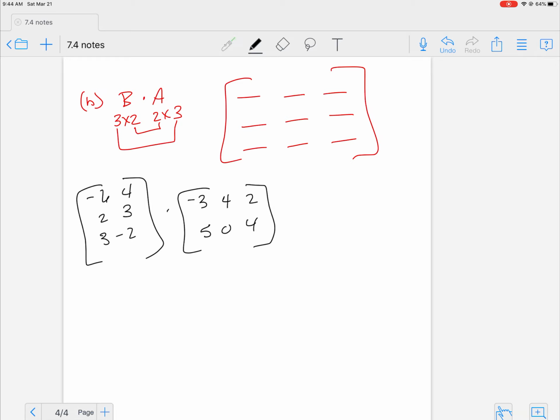Pardon me. Okay, so then this is the top left. So I'm going to take negative 6 times negative 3 plus 4 times 5. I'm going to have to make these bigger. I was hoping to stick those in there, but I was just doing that for demonstration earlier.